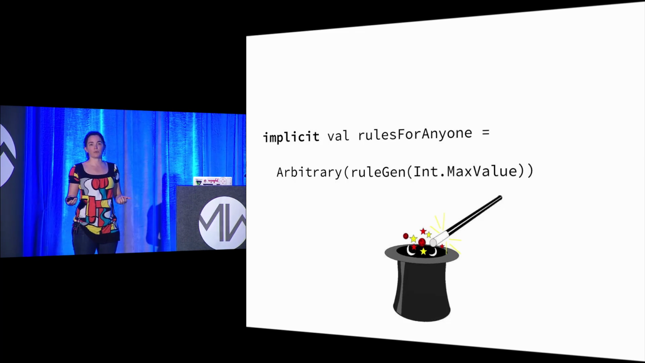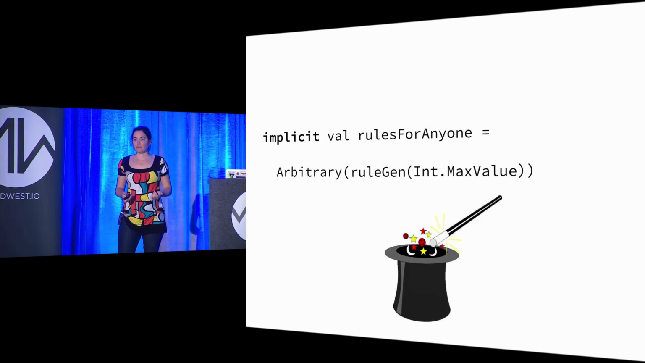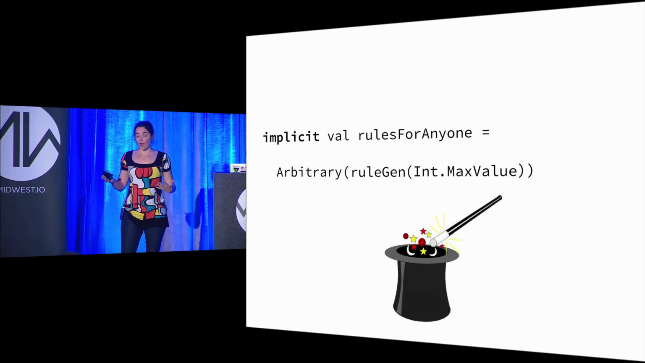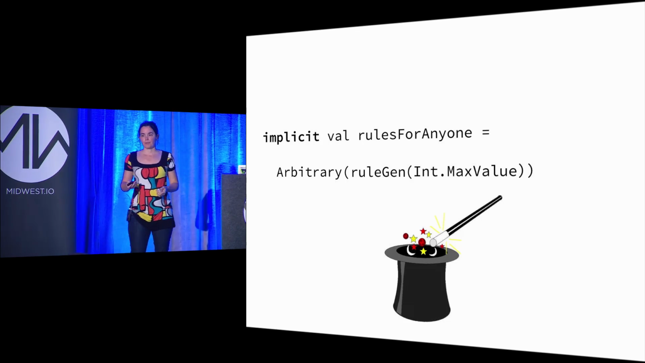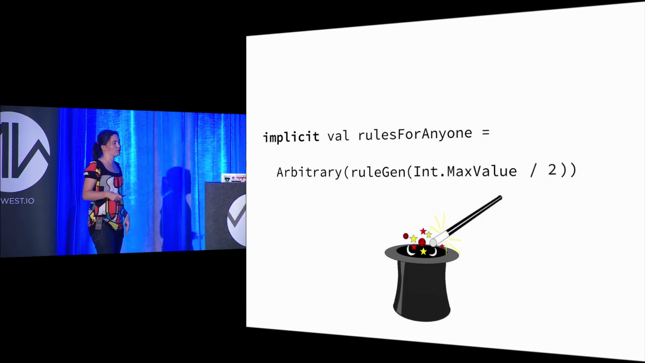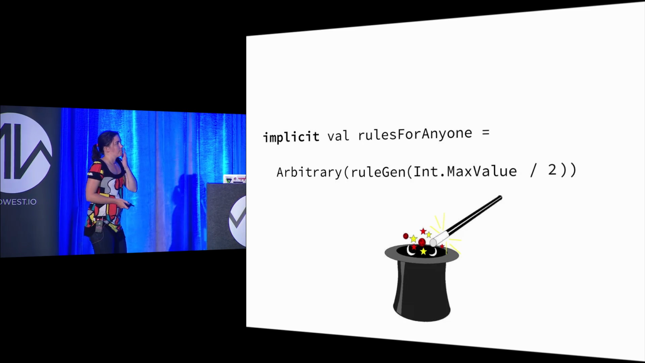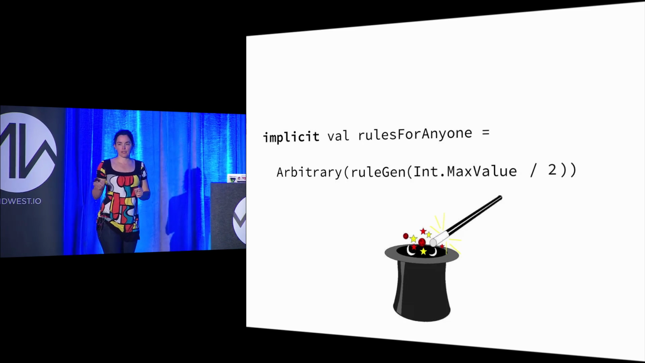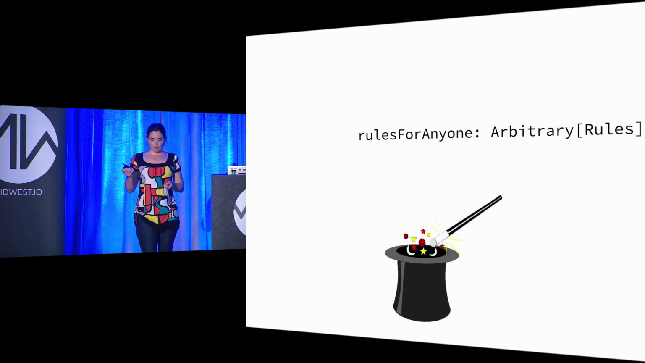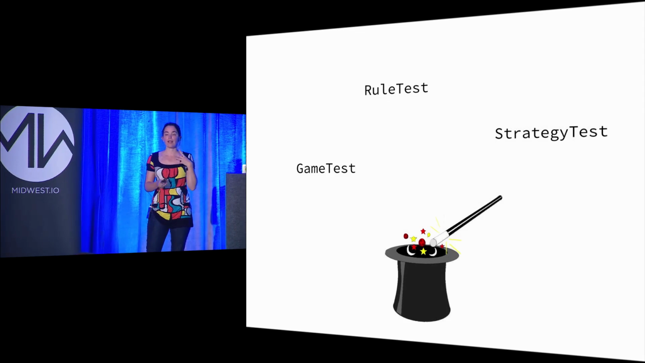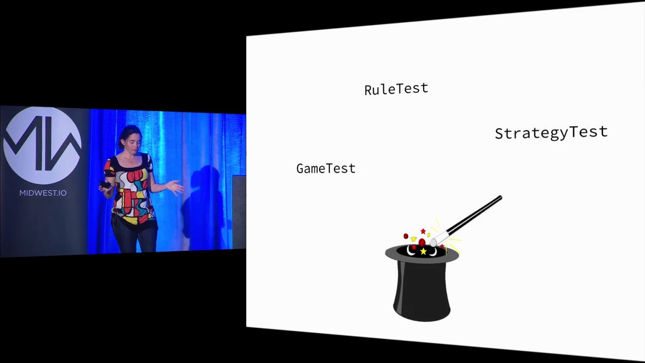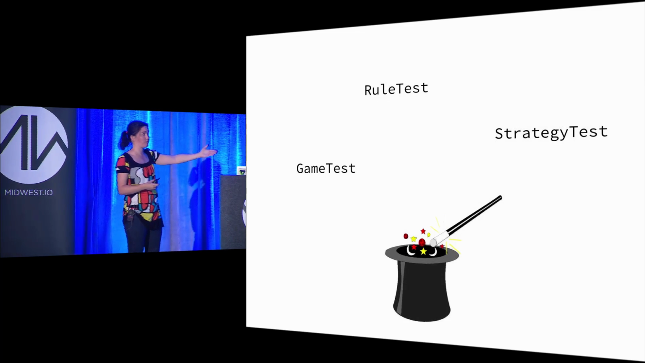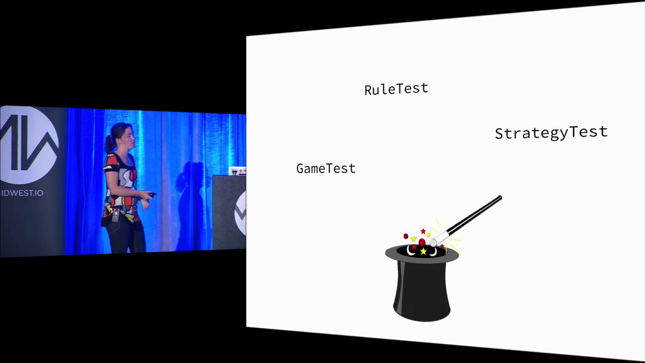The first thing I learned when I did this was that my defection property failed because, as it turned out, once I dug into why it failed in the simplest possible test case, it was hitting integer overflows when it added the scores together. So I changed this to max value over 2, and now it works in a lot of places. That implicit keyword there tells Scala to take this thing and put it in the magic hat. So Scala has a magic hat for implicits. And then later, whenever any of my tests needs to use rules, they can get them out of the magic hat for free. That's just totally convenient. I don't have to specify a specific rule generator unless I want to.